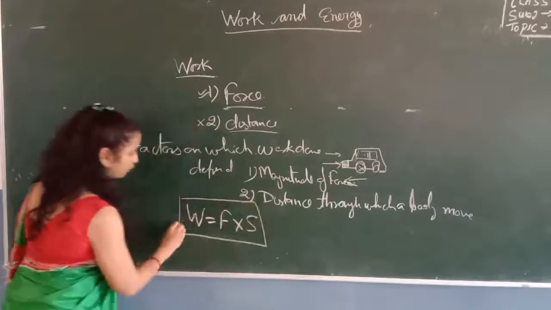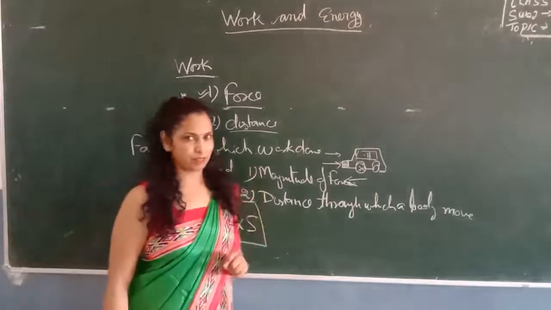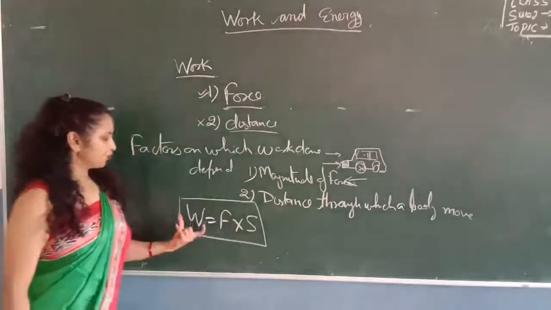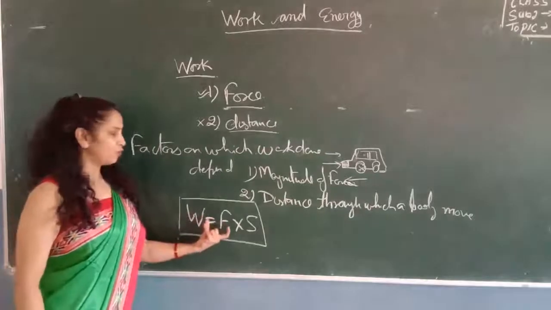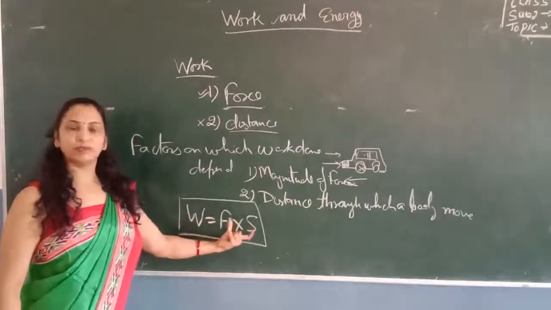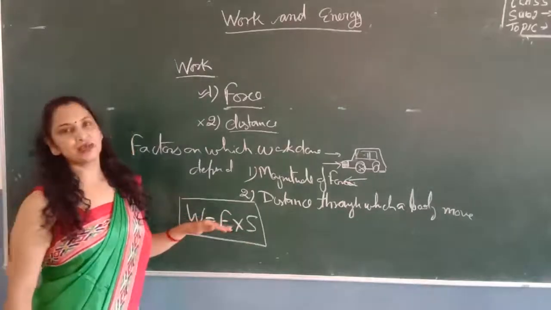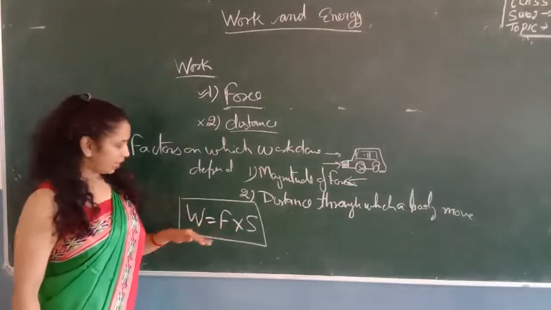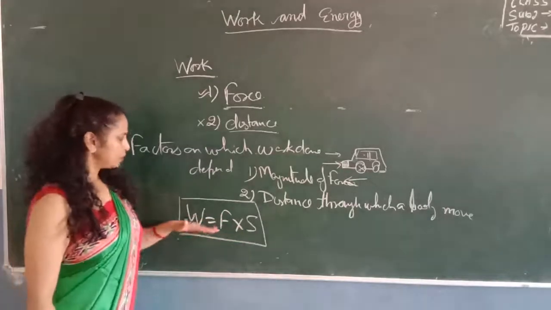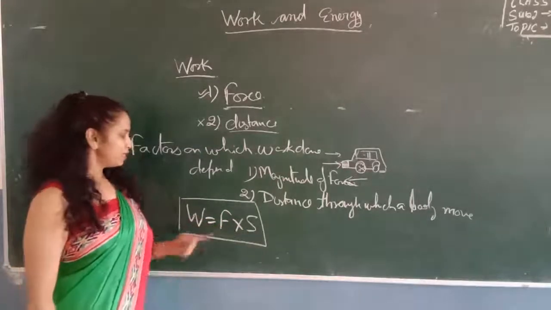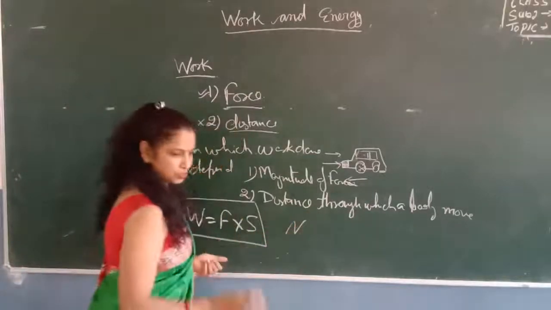We can write the formula of the work done. Work done is equal to force multiplied by the displacement. Work done will be represented by the symbol W, force by F, and displacement by S. Now, what should be the SI unit of work done? According to the formula, W is equal to F into S. What is the SI unit of force? It is the Newton.